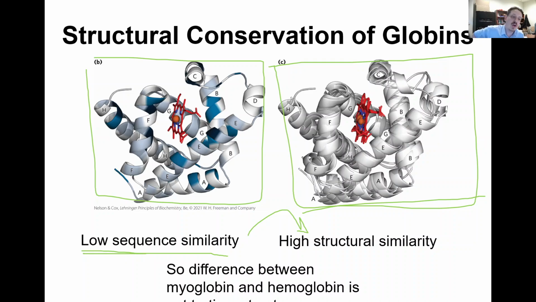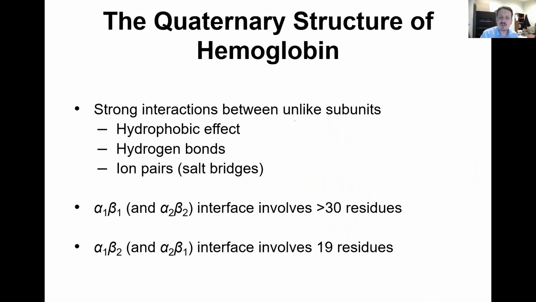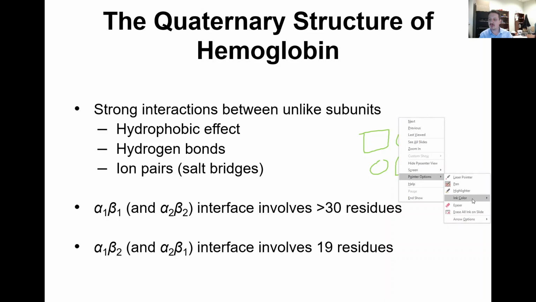So the difference between hemoglobin and myoglobin is likely not due to the tertiary structure. Rather, it must be due to the interaction between the individual tertiary structures that overall make the quaternary structure. And between the alpha and the beta subunits there is going to be the interface. That's where they touch. I've drawn the interfaces in red.